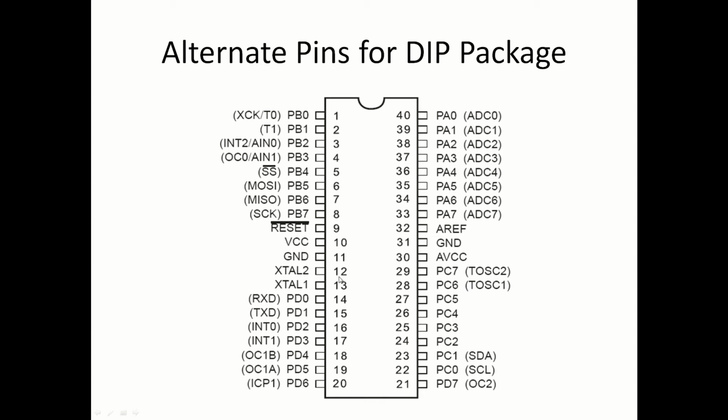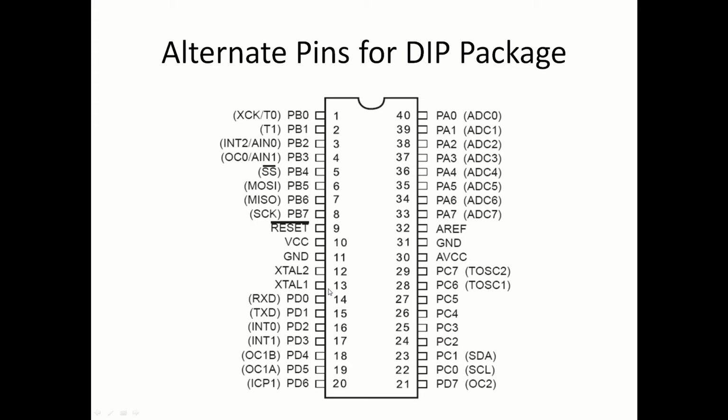The power supply to this controller is VCC on pin number 10, and ground on pin number 11. For the A to D converter, VCC is on pin 30, ground is pin 31, and the reference voltage for the ADC is on pin number 32. The reset of this microcontroller is active low and is on pin number 9. You can connect the crystal on pin numbers 12 and 13.